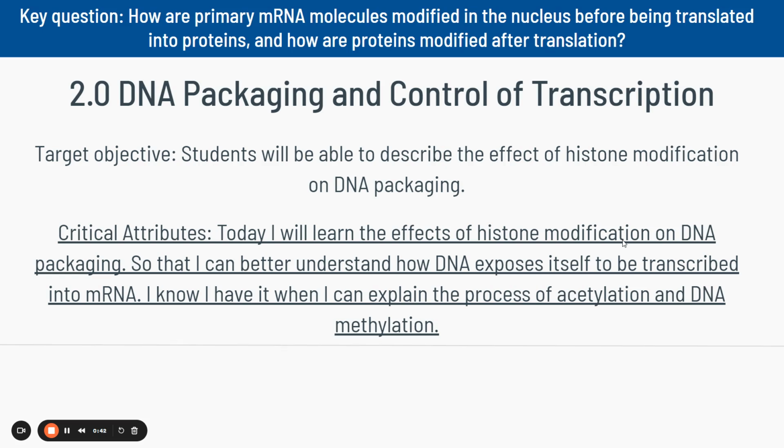Critical attributes. This is something that you should feel comfortable with, something you should have accomplished by the end of the lesson. So today I will learn the effects of histone modification on DNA packaging so that I can better understand how DNA exposes itself to be transcribed into mRNA. I know I have it when I can explain the process of acetylation and DNA methylation.